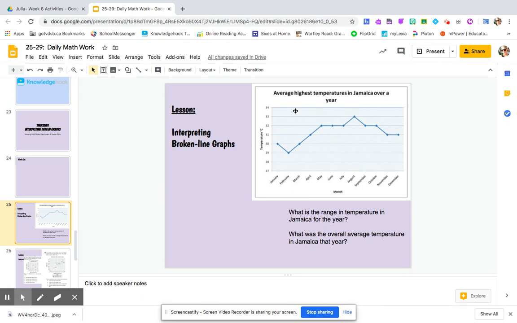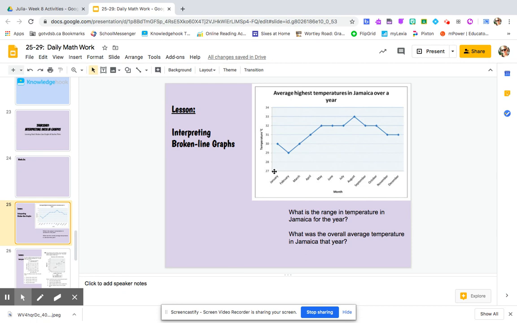So similar to bar graphs, they're all going to have a title at the top. And this one, we are looking at the average highest temperatures in Jamaica over a year. You can see across the x-axis at the bottom, we have all of the months from January to December. So there would be 12 pieces of data here.